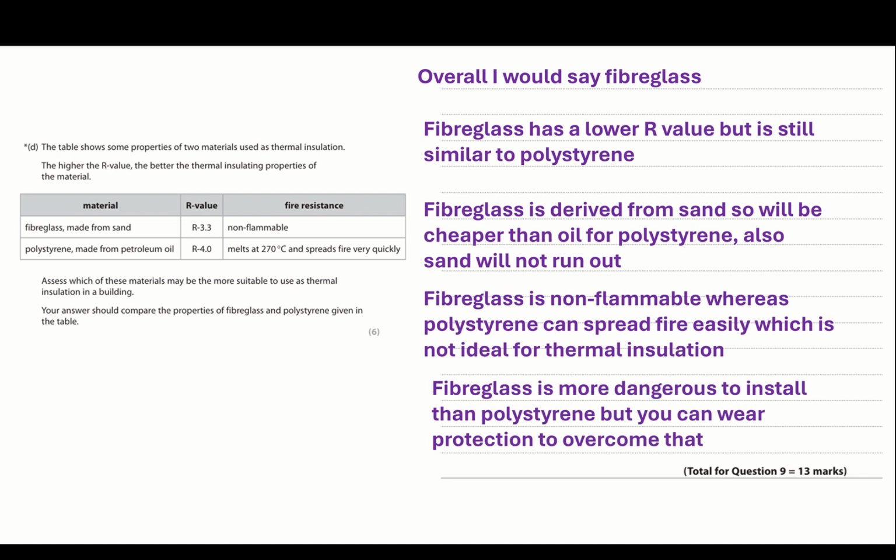Now, we could add in there, though, that fiberglass is more dangerous to install, so it's not great to get that into your lungs, but we can overcome that no problem by just making sure we wear a mask and appropriate gloves and personal protection. So that's that one answered. I think it looks harder than it is, but it's looking at the information and then using a bit of common sense to make an overall view.